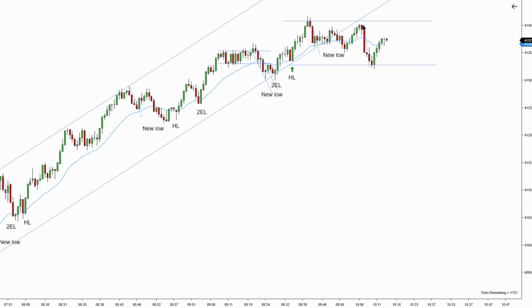We didn't get it here, we corrected a little bit longer, but now that the correction was a little bit deeper, that's good to see that the sellers created a little bit more of a pullback. We still could get some nice high probability setup to go long.